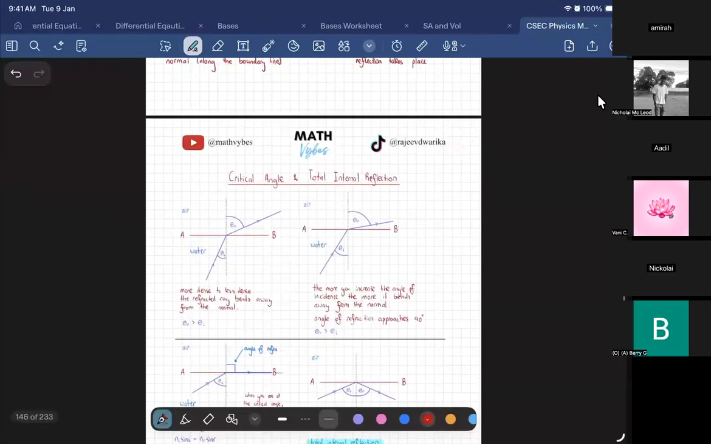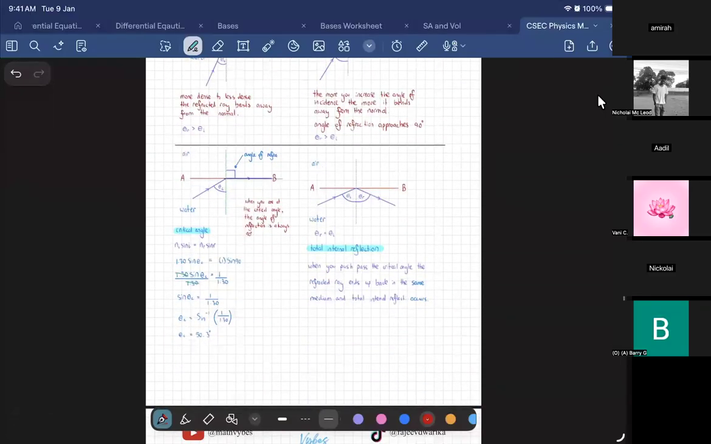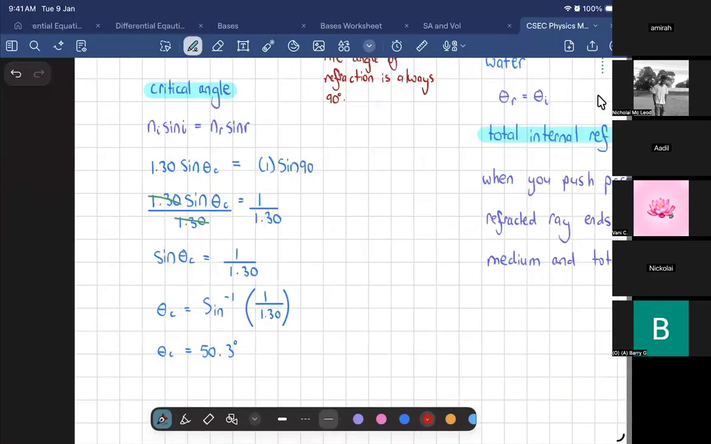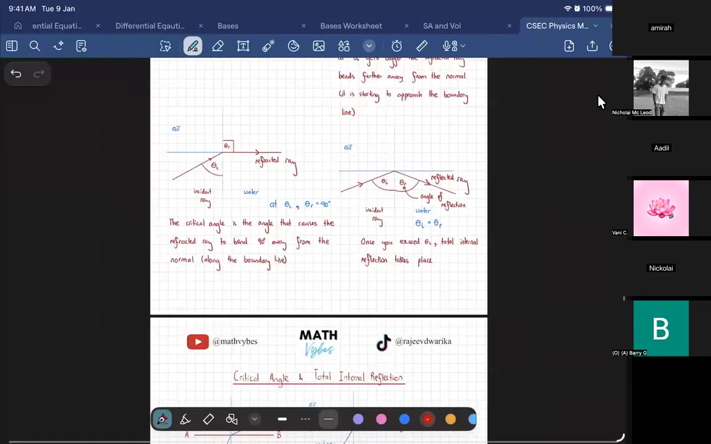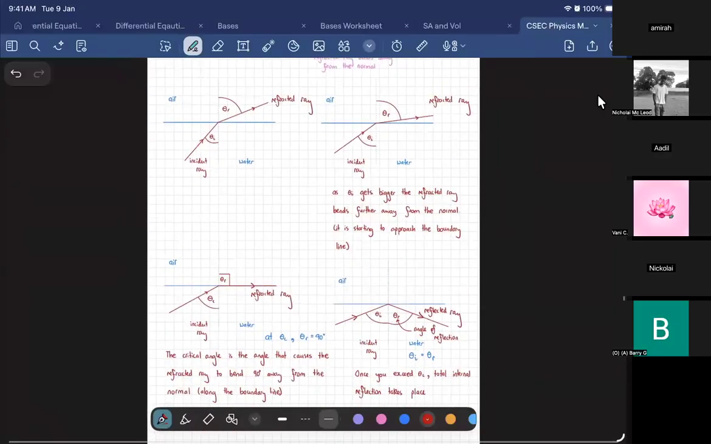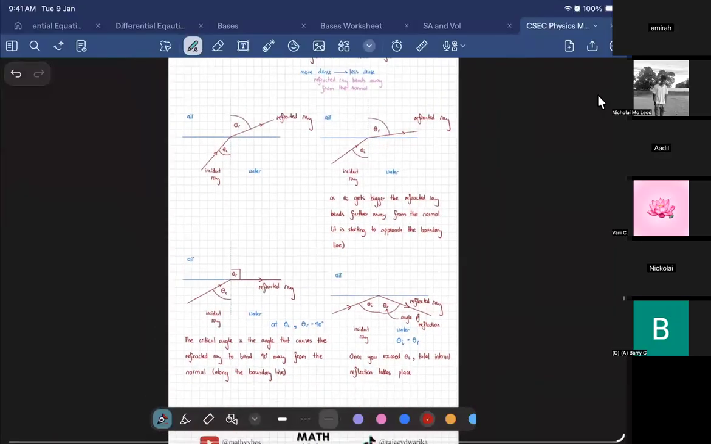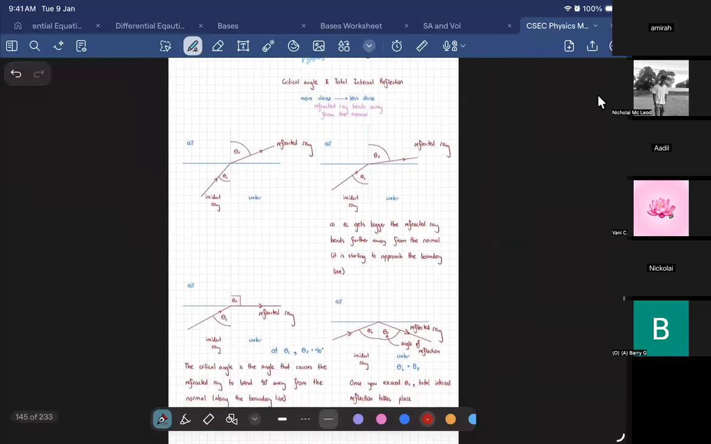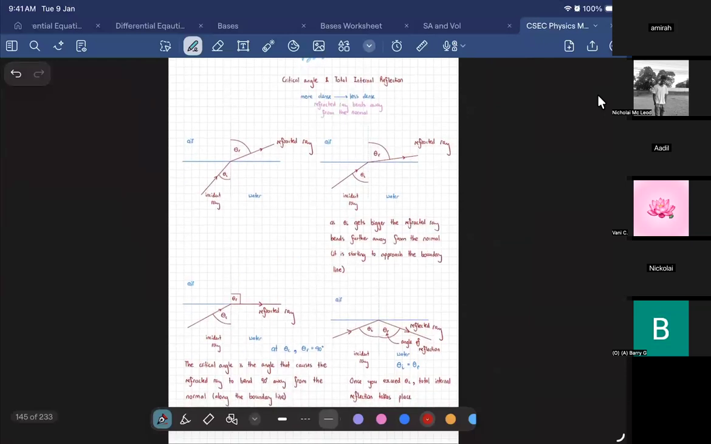And you're probably wondering, so where's the critical angle for water? The critical angle for water is 50.3 degrees. I'll show you how to find that in the next slide. But take this in. One question, sir? Would they give that in any question? Or they wouldn't? I don't think they would. Oh, you have to find the critical angle. So I'll show you how to do that now.